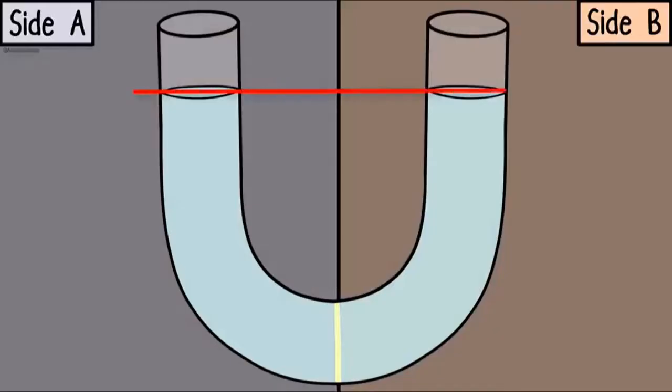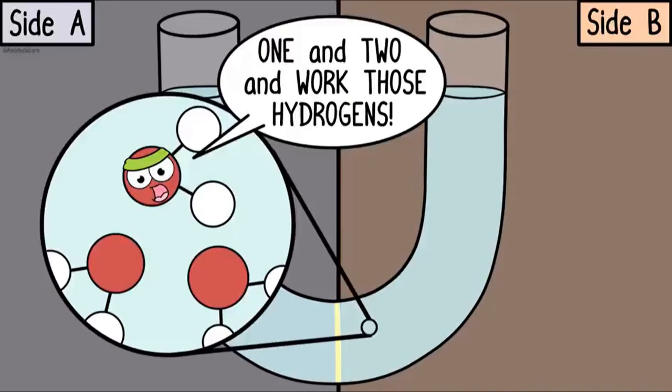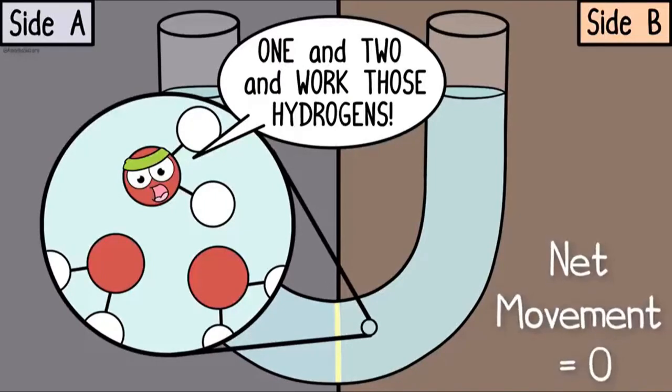The water levels on side A and side B are equal. That doesn't mean that the water molecules aren't moving. Water molecules like to move, but the net movement across the two sides is 0. That means the overall change in direction of movement is 0.